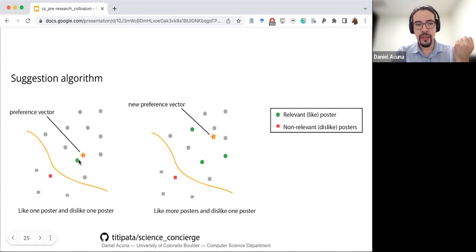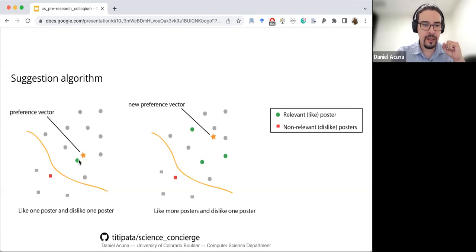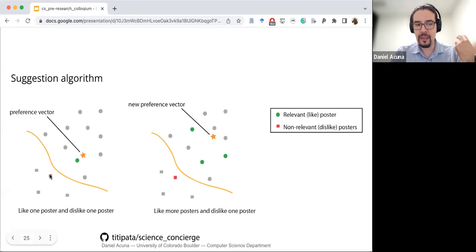Then we ask the user to give us feedback on what they like and what they don't like of certain publications. The system takes our preferences. Let's say green will be things that we like, red will be things that we don't like, and then it recomputes a vector based on those two things. It is also able to take multiple votes into account. And then it recommends articles that are nearby, again based on this vectorial representation.